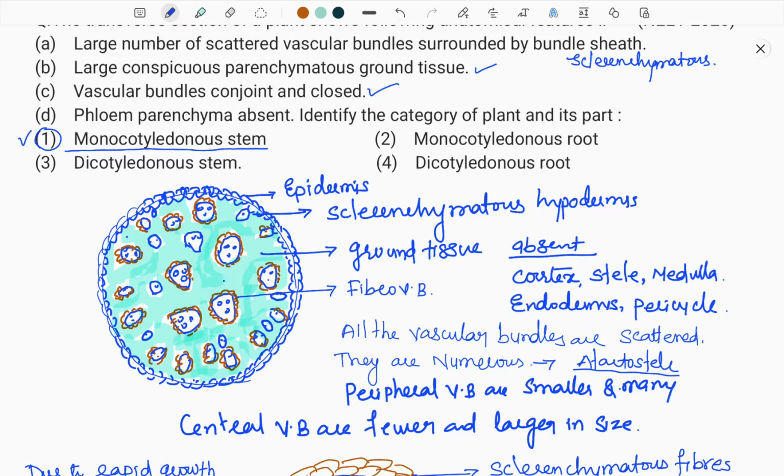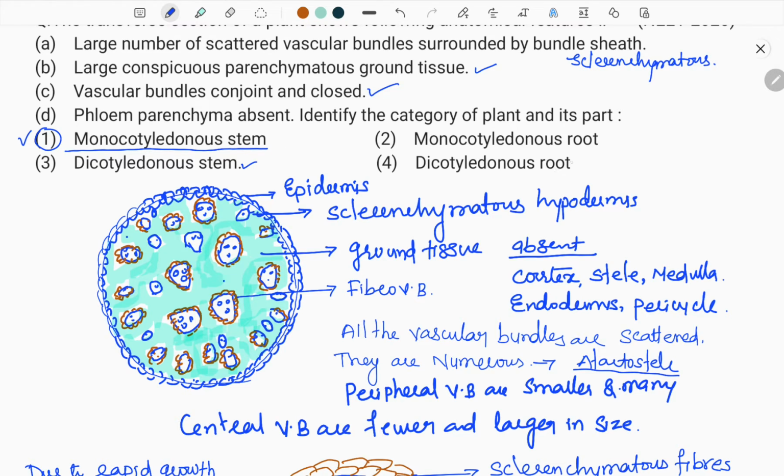For example, if we take dicot stem, what are the features of dicot stem? In dicot stem we find collenchymatous hypodermis, parenchymatous general cortex, and starch sheath as endodermis, sclerenchymatous pericycle, regularly arranged vascular bundles. They are 15 to 20, arranged in a ring-like manner, called eustele, right? And medulla is present. Medulla extends in between vascular bundles, called medullary ray. They are features of the dicot stem.